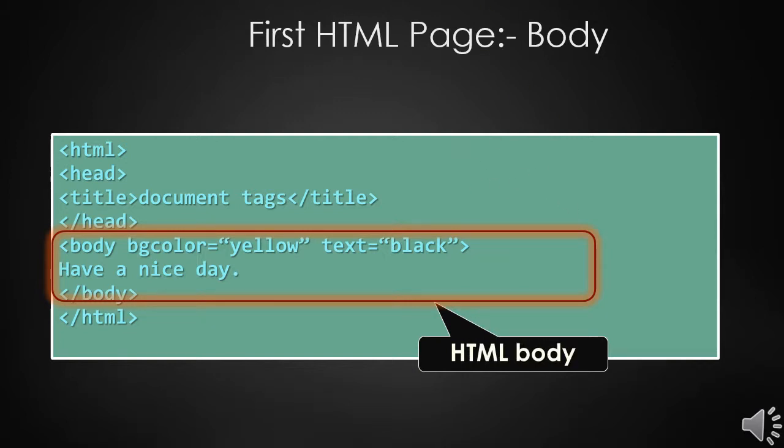First HTML page, body. The body tag appears after the head tag. It defines the body section of the HTML document, that is, it simply defines the document's body. The body tag contains all the contents of an HTML document, such as text, hyperlinks, images, tables, lists, etc.